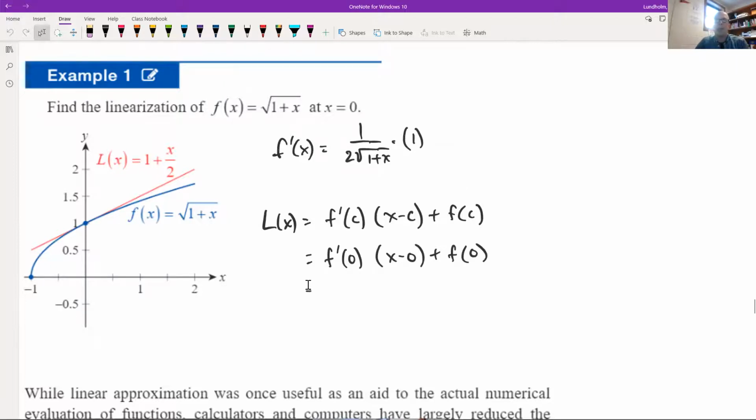And then we just go through and evaluate all these things. We put a 0 in here and we get 2 times the square root of 1, which is just 2. So the derivative is 1/2. This part is just x, and then plus f of 0. When we put in 0, we get the square root of 1, which is just 1. So 1/2 x plus 1 is the same thing as the linearization that they found before.